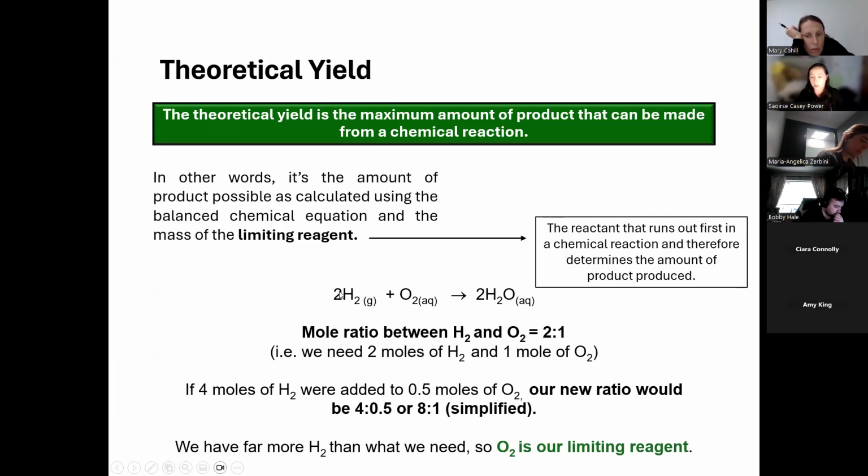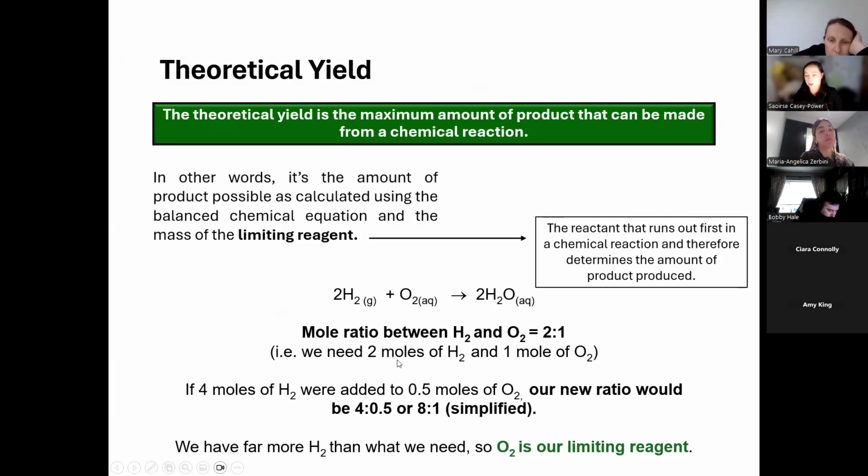Okay, so 2 moles of hydrogen to 1 mole of my oxygen. So if I were to do this reaction and I went into a lab and I used up 4 moles of hydrogen and I only used 0.5 moles of oxygen, the new ratio wouldn't be 2 is to 1 anymore. It would be 4 to 0.5. Or if I simplify that a little bit further, it's 8 is to 1. So can everyone see there that, no matter what I do, 2 moles of hydrogen will always react with 1 mole of oxygen to form 2 moles of water?